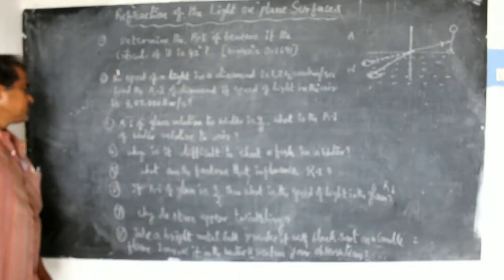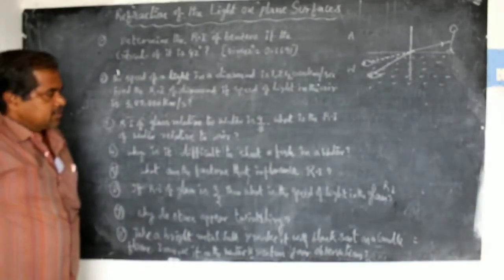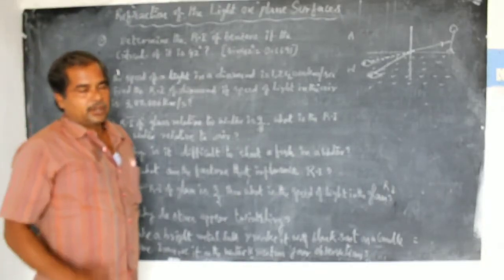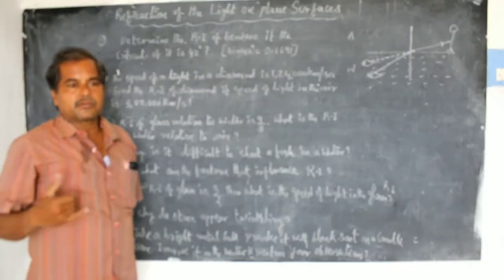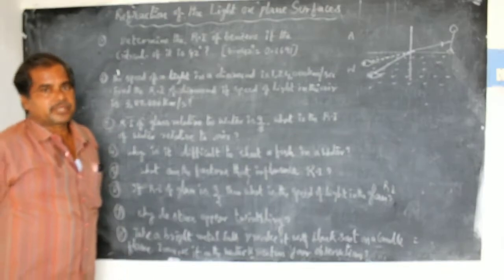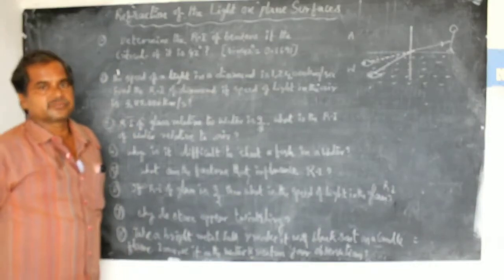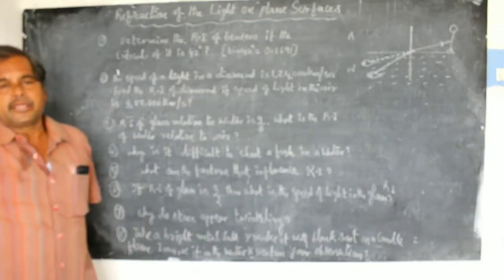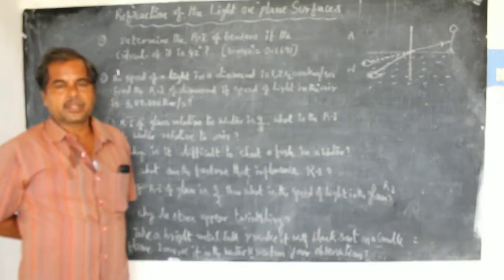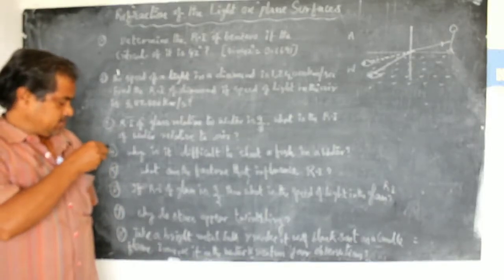Okay. Next, what are the factors that influence the refractive index? Refractive index is the ratio between the velocity of the light in the vacuum or the velocity of the light in the air to the velocity of the light in the particular medium we have taken. Algebraically it can be expressed as n is equal to c by v. So the factors which influence the refractive index of any transparent medium are the nature of the medium and wavelength. Both factors influence the refractive index.